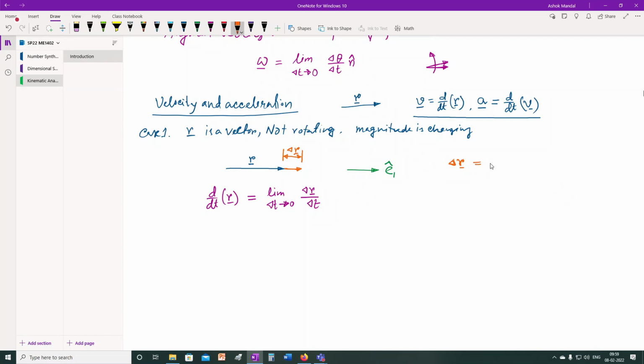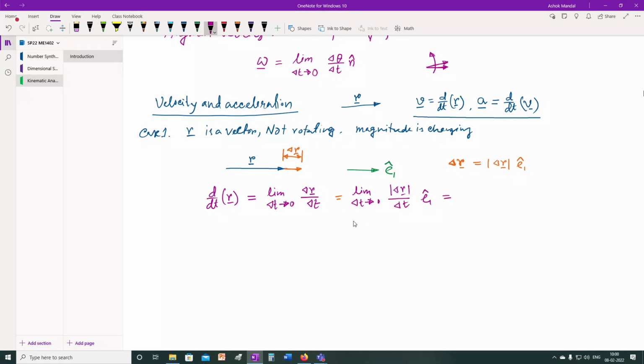E, in the E direction. So can we write like this? Magnitude of R, and the direction is E1. So here we can write this is limit delta t tends to 0, and this is magnitude of R, and this is delta t, and the direction is E1.